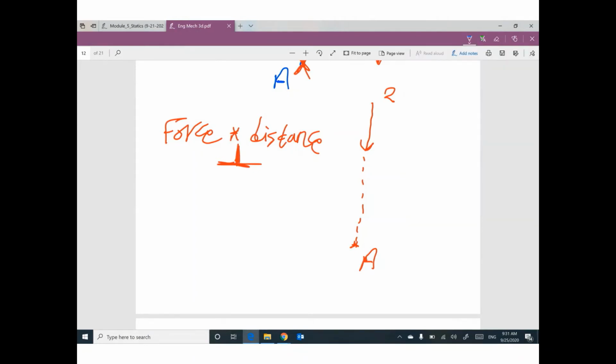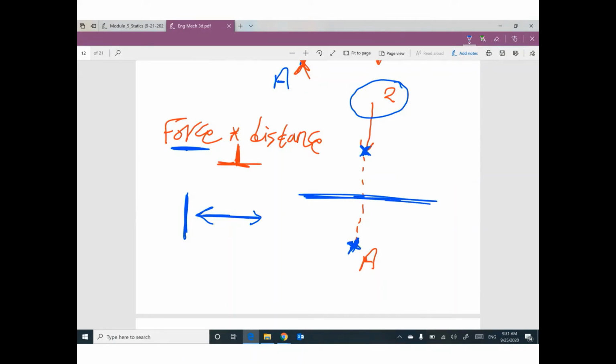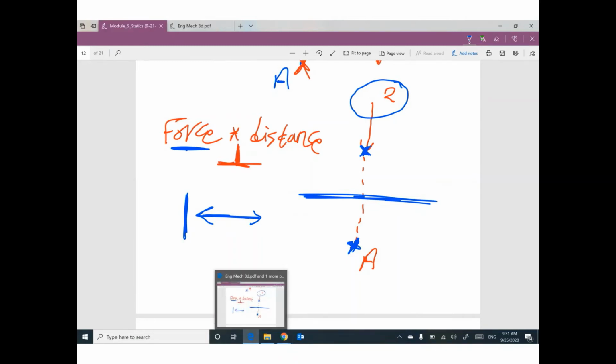So, in this case, we have a force which is vertical, and we are looking for horizontal distance. Your force this time is vertical, so your distance must be horizontal. Do you have any horizontal distance between this force and this point? Do you have any horizontal distance? No. That means times 0.